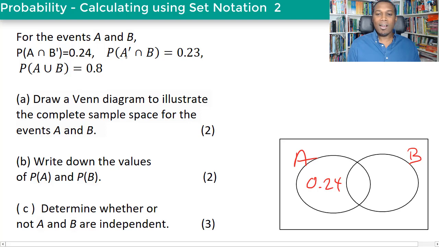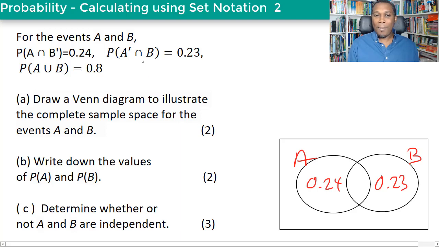Then A prime intersection B, the chance of getting an outcome that is not in A but it is in B. It's over here, 0.23. Not in A but in B. That's what it means. And then A union B is 0.8.